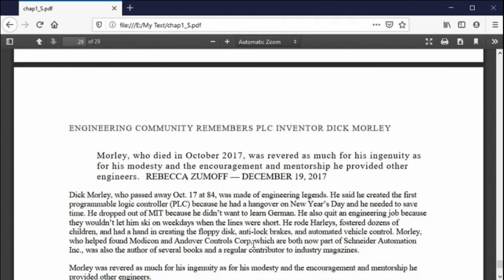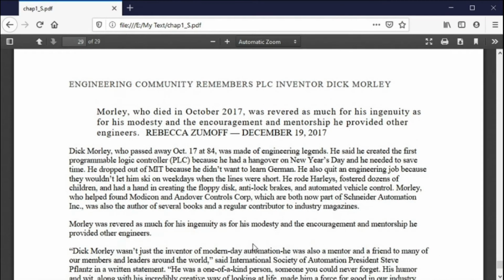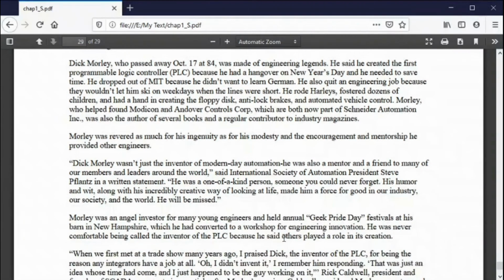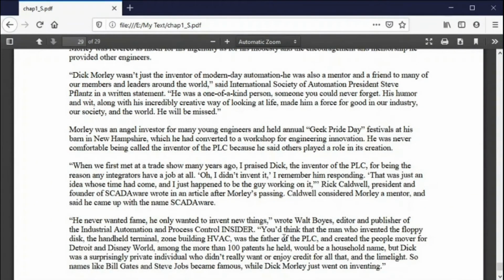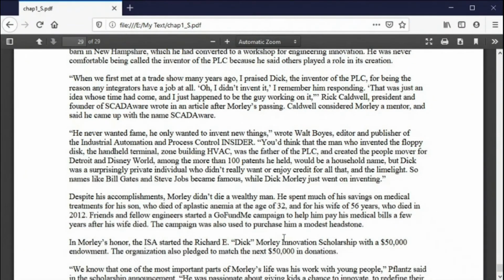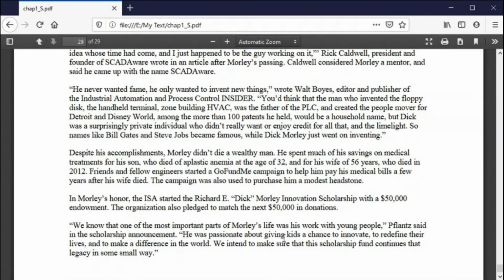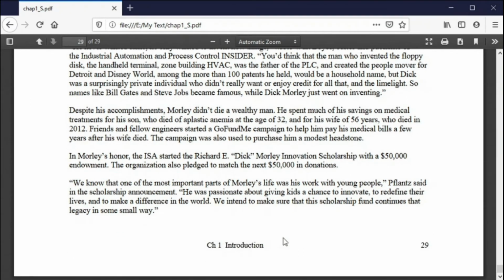But this ends this chapter, the obituary of Richard Morley, and he died in December of 2017. Excuse me, October of 2017. So you can look at his obituary and you can see a modern day, very interesting guy. He didn't die wealthy, but he did a lot of good stuff. And so he's well remembered.